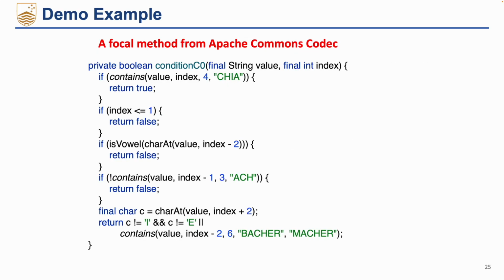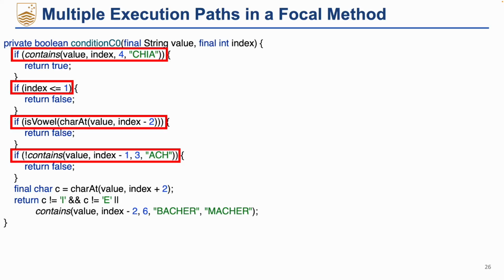This is a demo to demonstrate how JUnitGenie analyzes a complex real-world focal method to generate tests for high coverage. The focal method, conditionC0, is from the Apache Commons Codec project. With different inputs, this method can take multiple execution paths. If the contains method returns true, the focal method returns immediately.